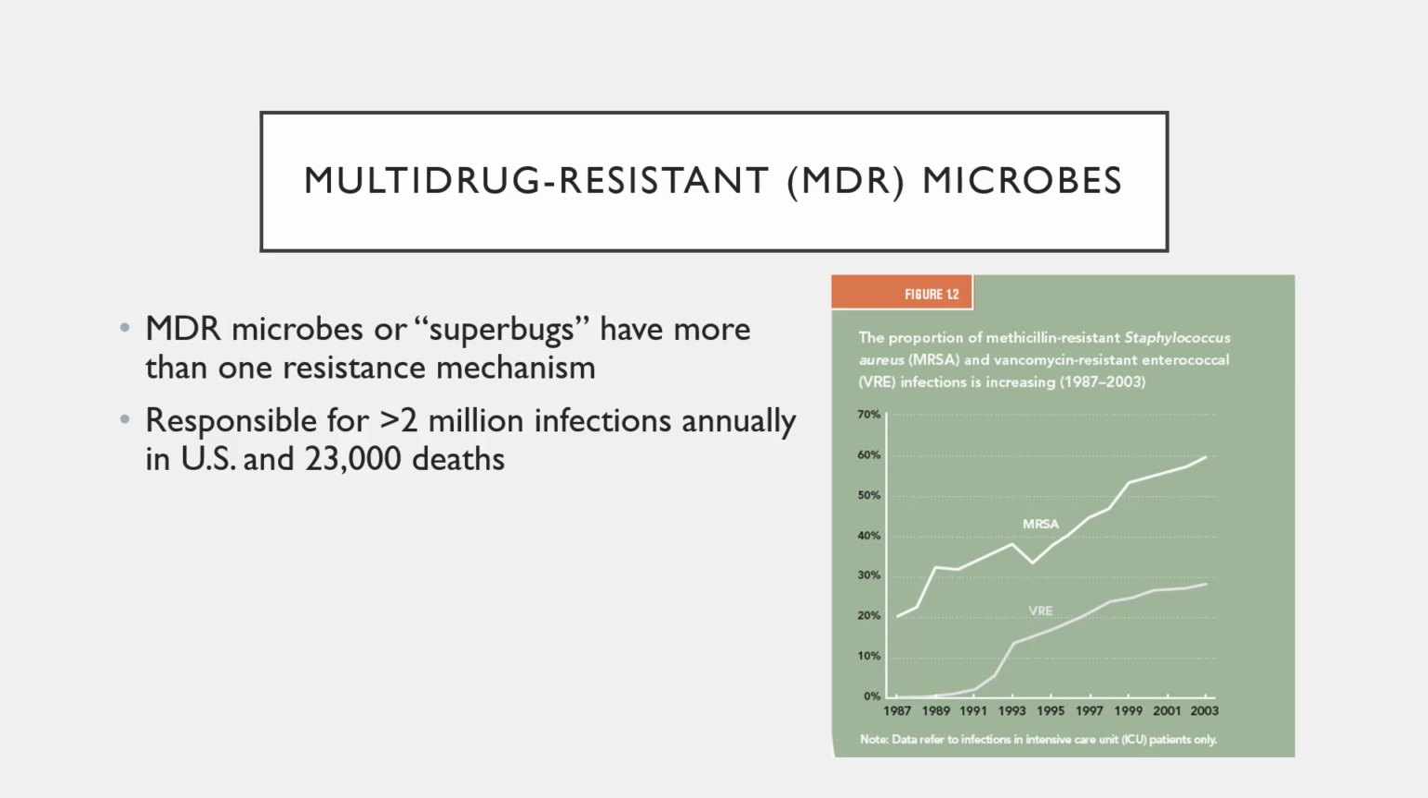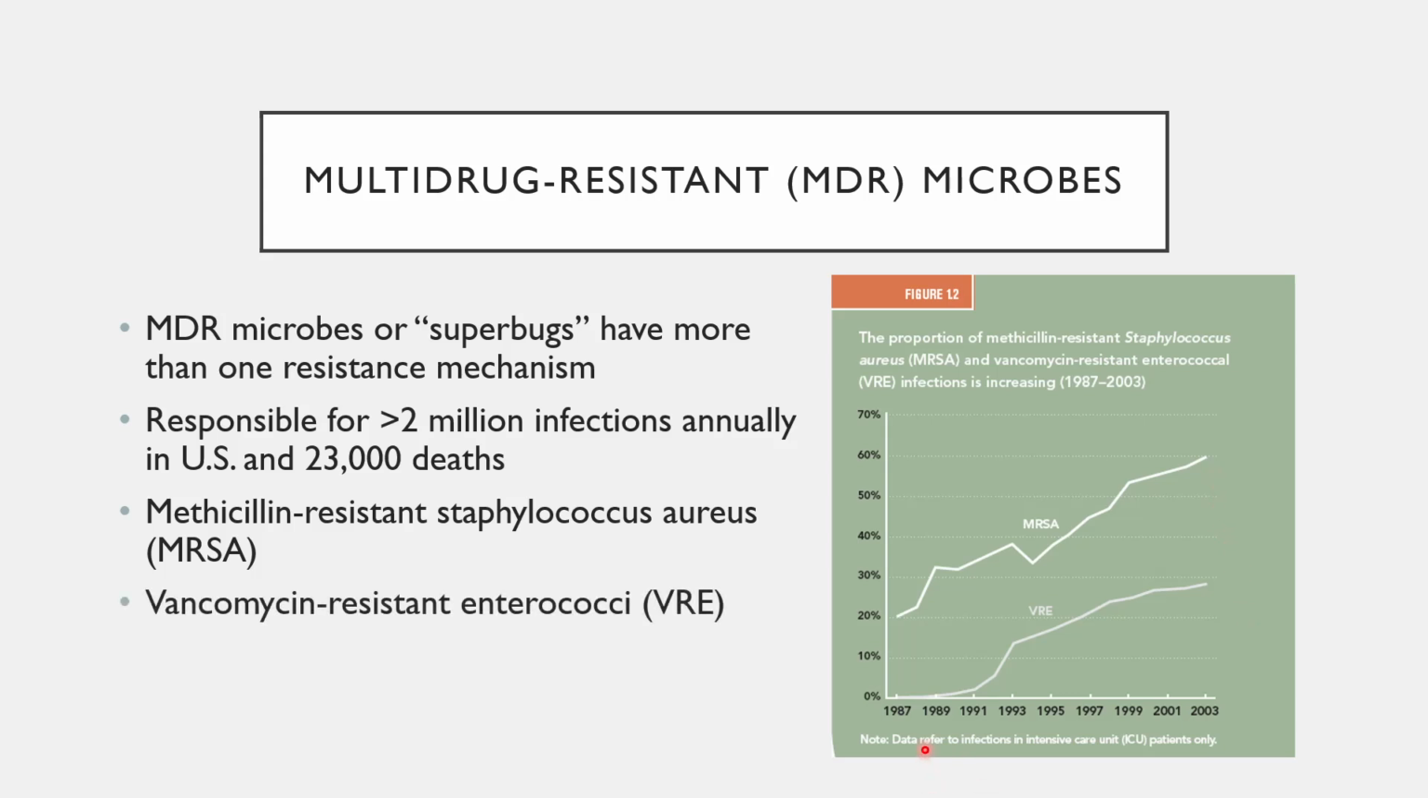One common MDR microbe is methicillin-resistant Staphylococcus aureus, also known as MRSA, pronounced MRSA. And we can see in this graph right here the rate at which MRSA has been increasing over time, between 1987 up to 2003, is a very dramatic pace. The other line on this graph represents vancomycin-resistant enterococci, or VRE, which has also been increasing.